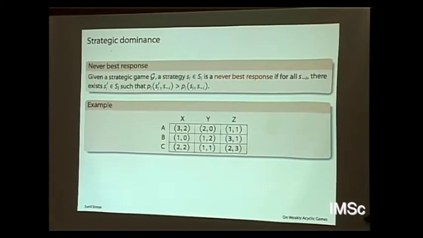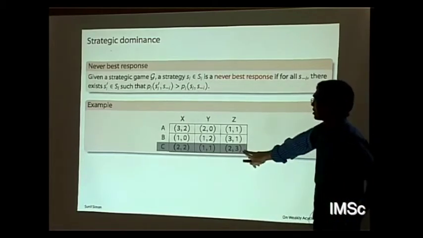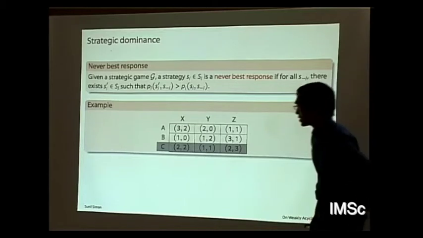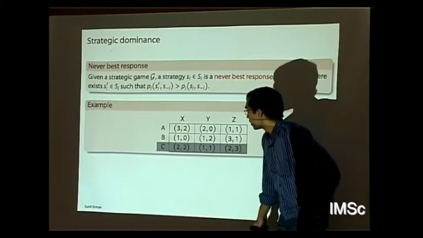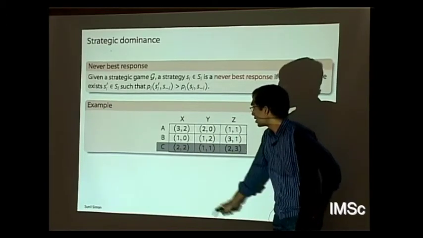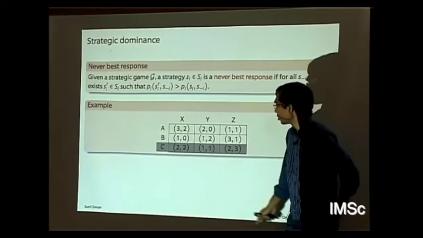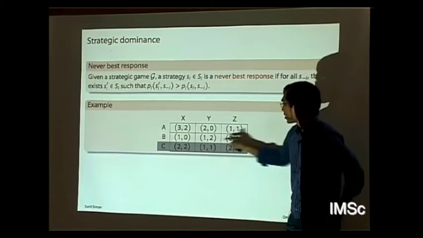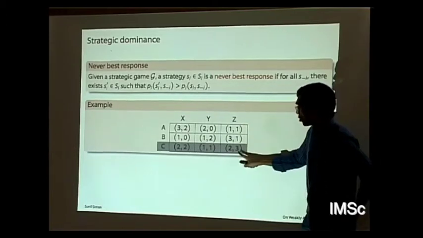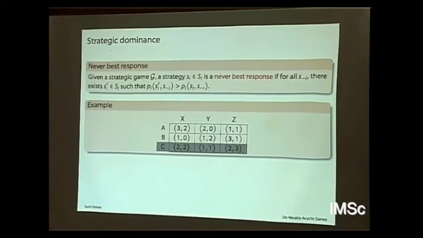Okay, so let's look at an example. In this example, I claim that C is a never best response, for the row player, of course. Why is that? Well, suppose the column player is playing X, then the row player is better off playing A. Yeah? If the column player is playing Y, then the row player is better off by again playing A. But if the column player is playing Z, then the row player is better off by playing B. Okay? So there need not be a uniform strategy which dominates, but there could be various other strategies. Okay? So that's the idea behind never best response.